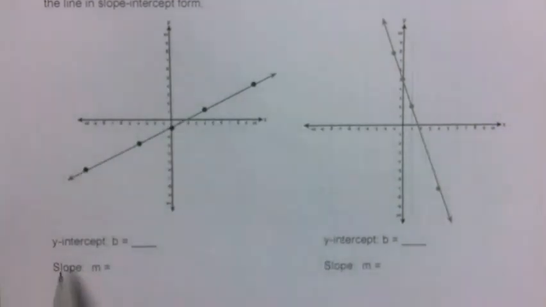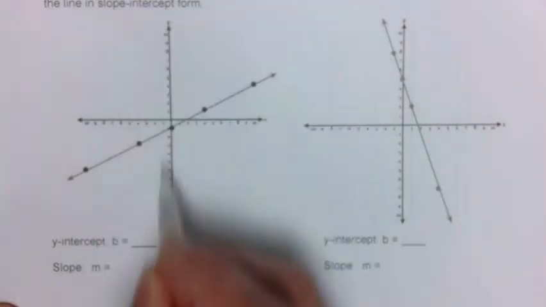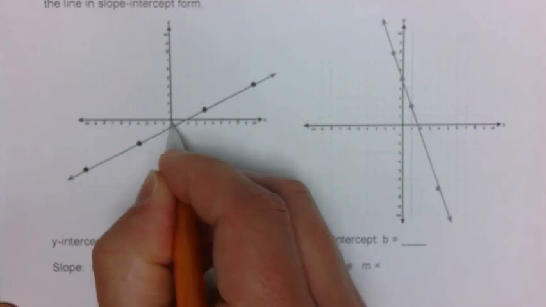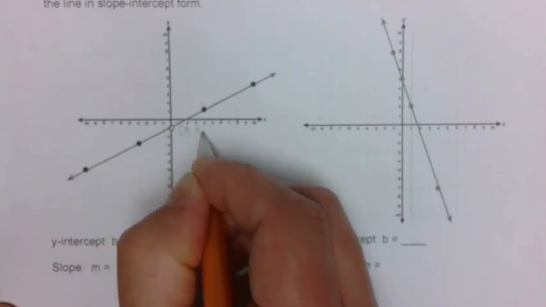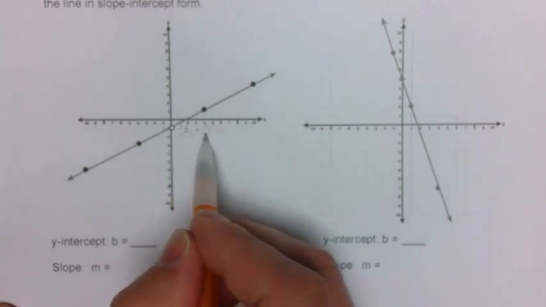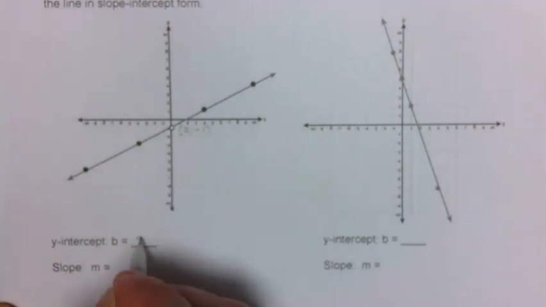The first thing I'm going to look for is the y-intercept. What's that b value? Where is the line crossing the y-axis? Right here is the y-axis, and the line hits at that point right there, which is 1 unit below the origin, at (0, -1). Since it crosses the y-axis at (0, -1), the y-intercept b value is going to equal -1.